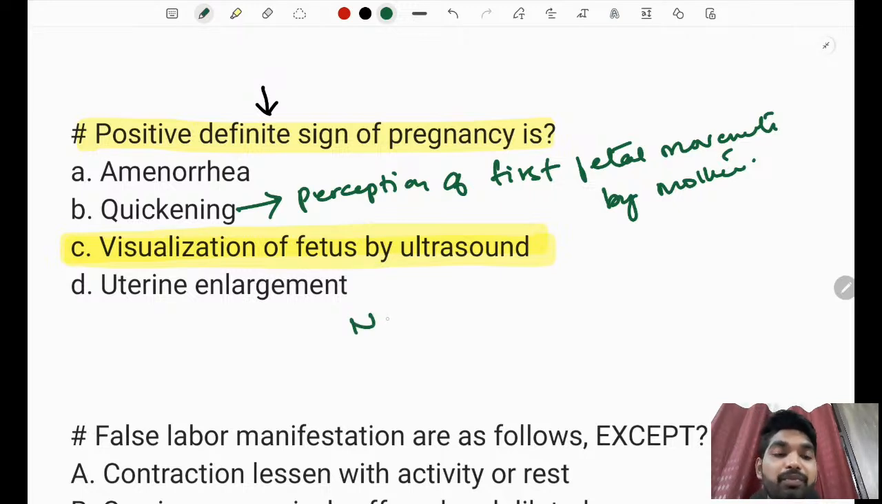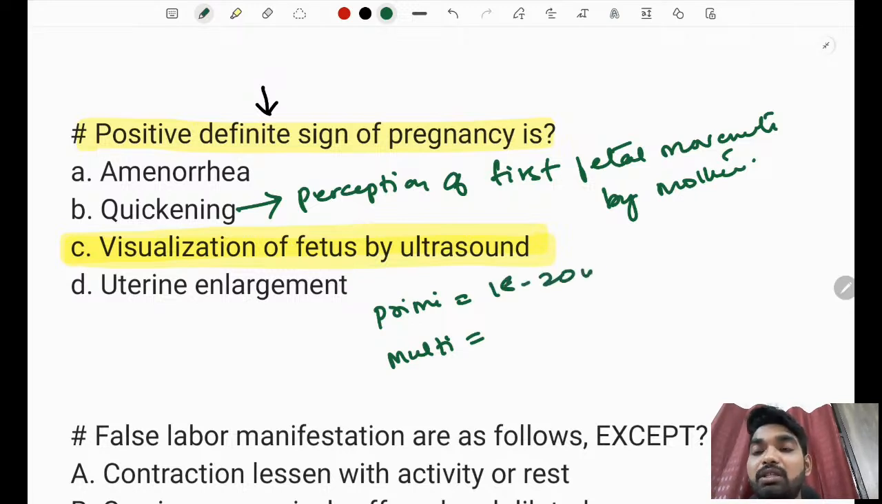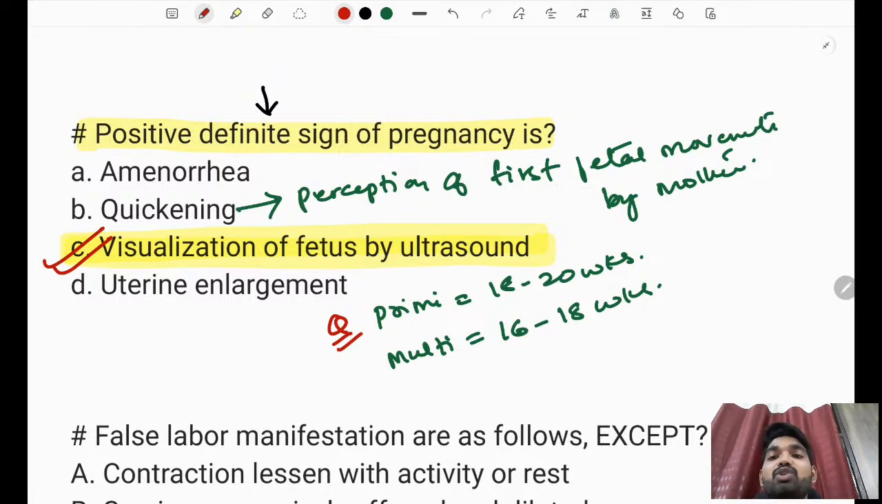In case of primary gravida and multigravida: in primary gravida, quickening is seen at 18 to 20 weeks. In multigravida, it will be a little bit earlier, 16 to 18 weeks. So quickening in primary is 18 to 20 weeks, and in multi it is 16 to 18 weeks. Again, this is an MCQ for your exam. Again, I am giving you a Q mark for this one. Yes, the third one is correct: visualization of fetus by ultrasound.